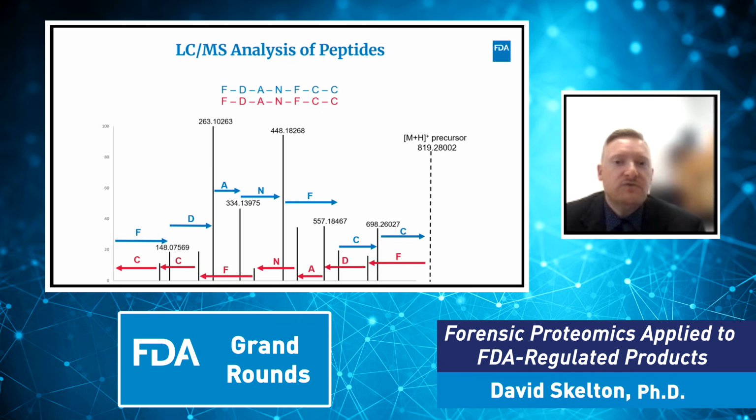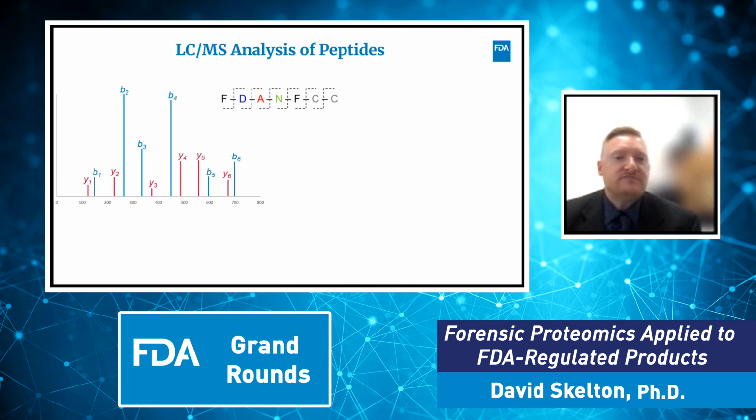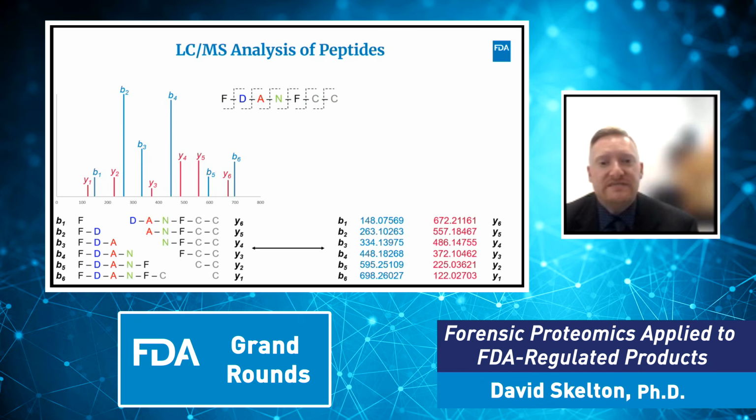And we keep going until we work our way back to the precursor mass. And so now we have here a candidate peptide with the sequence FDA in FCC. We can then annotate our experimental mass spectra with the B and Y ions. We compare this with what would be predicted based on the known fragmentation of the peptide.